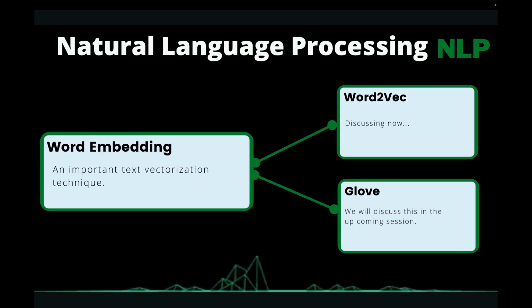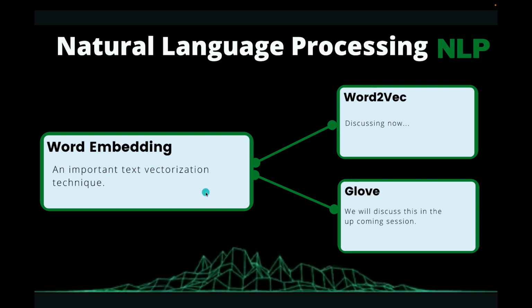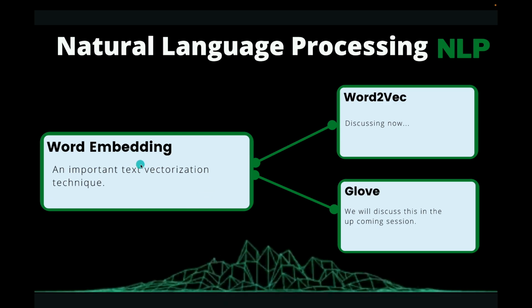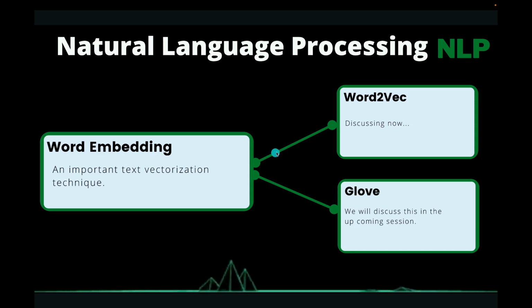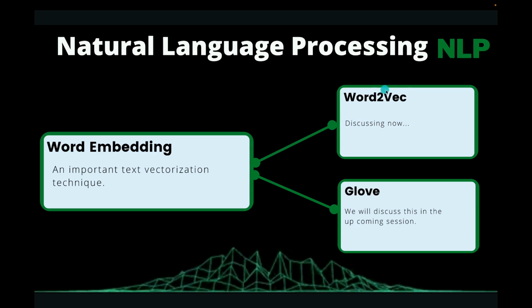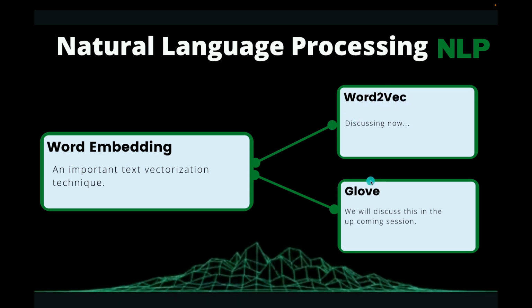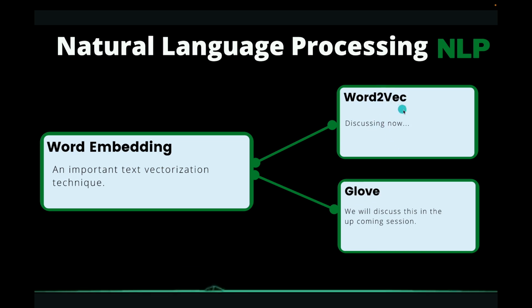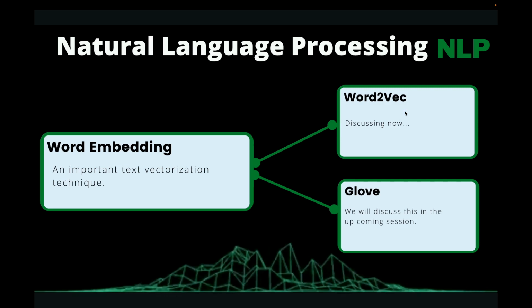All right, welcome back. Previously we got to understand word embeddings. I told you that we have two main techniques for generating word embeddings for your text: Word2Vec and GloVe. So we're now going to discuss Word2Vec: what it is and why we need it.